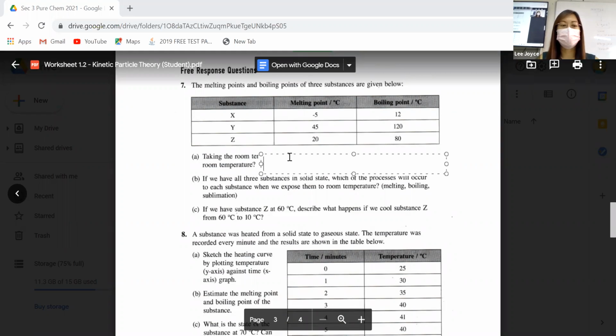Both of you are getting ready to answer part A. I think part A is pretty straightforward. So what is X? Exactly. At room temperature and pressure, which is 25 degrees Celsius, X will be a gas. Y, Ethan, the answer? Solid, correct. Hence, Z will be a liquid.